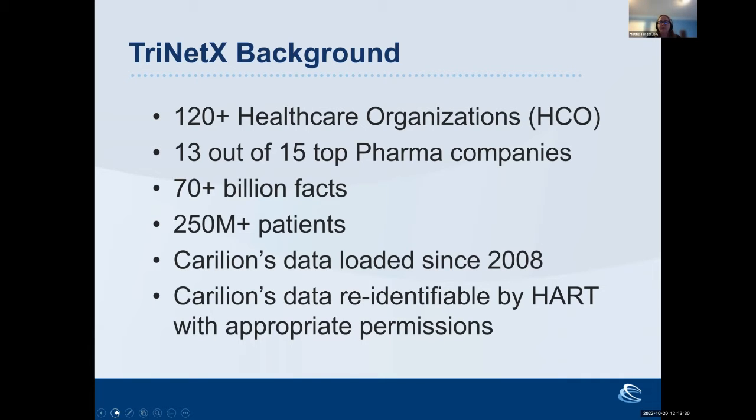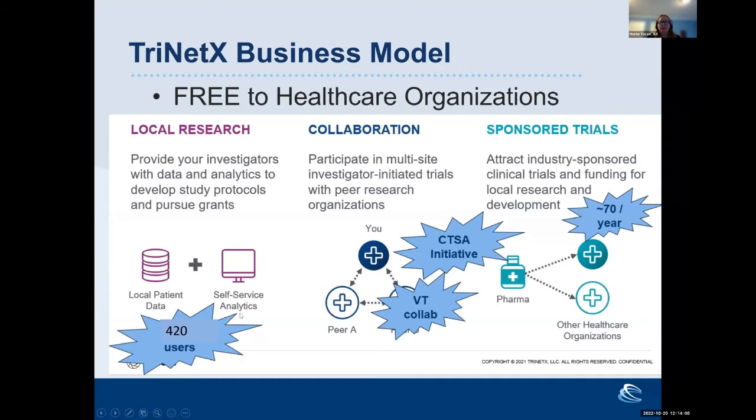Specifically for Carilion's data, we've loaded it since 2008, which is when Epic came up at Carilion. And basically, you can explore it in a de-identified manner. But if you get a patient cohort together that you either want to reach out to in order to enroll potentially in a prospective trial, or if you want to re-identify it in order to get more data on it for a retrospective project, my team can actually do that re-identification once you have the appropriate permissions. So it's a free business model for us.